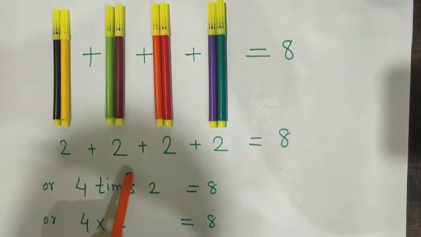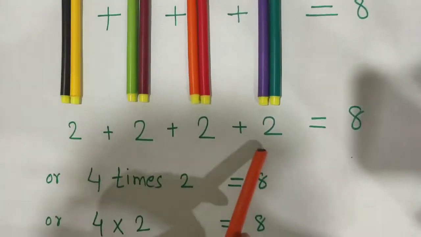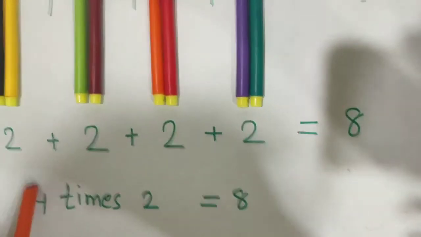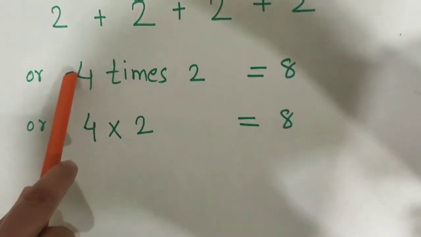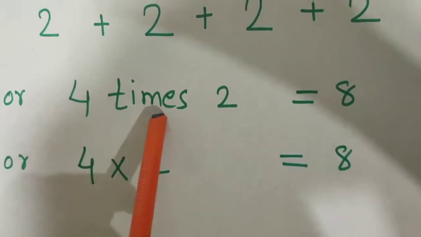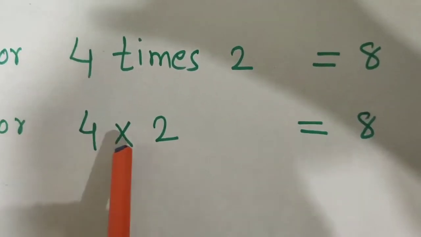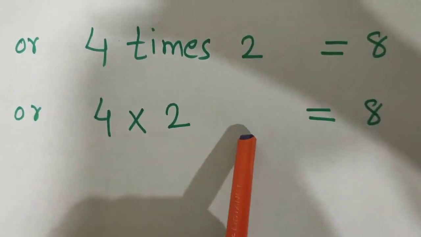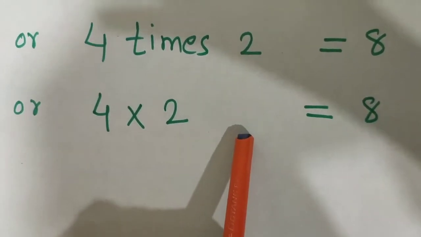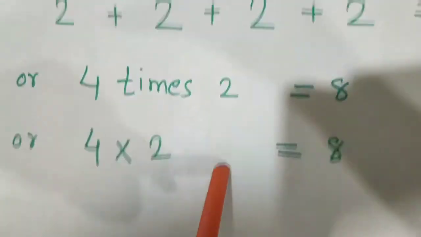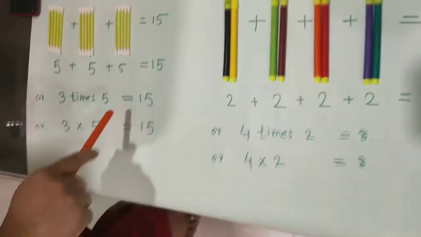See, instead of writing 2, 2, 2, 2, 4 times, okay, we can simplify here: 4 times 2. Or instead of that you can write 4 multiplication 2. Okay. Then the other example, let's see the other example.